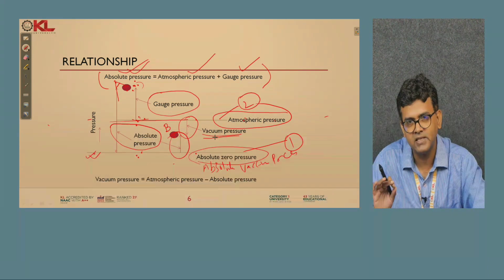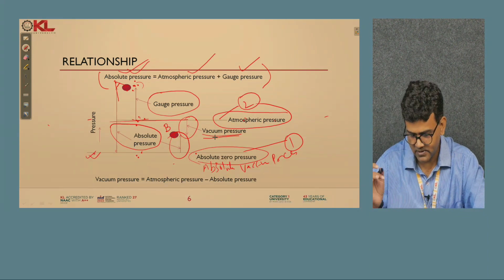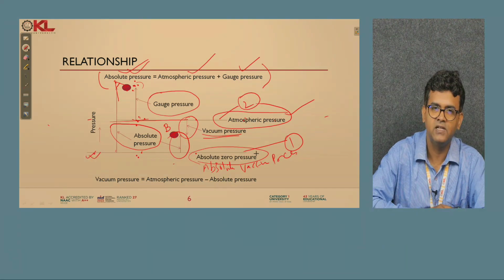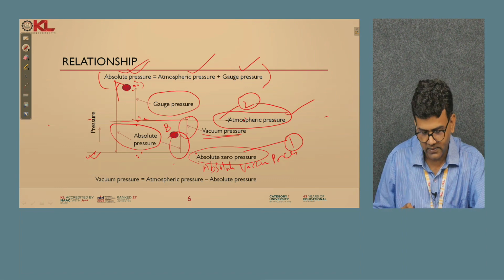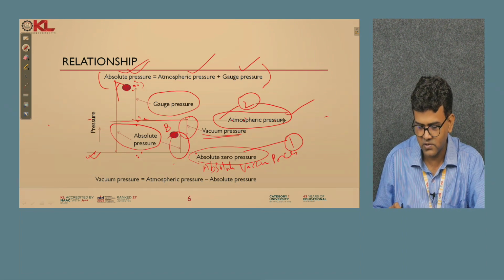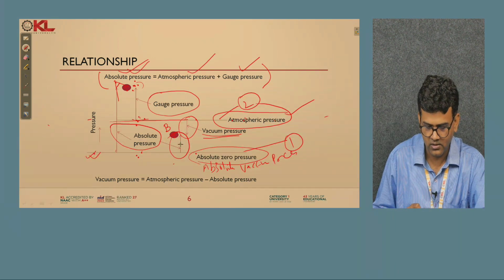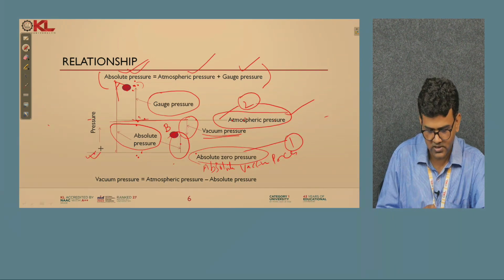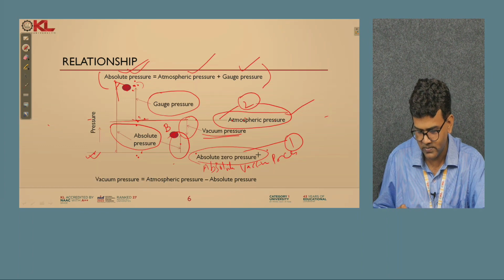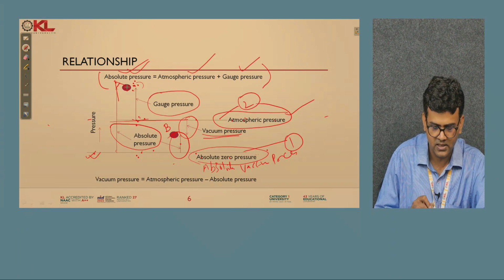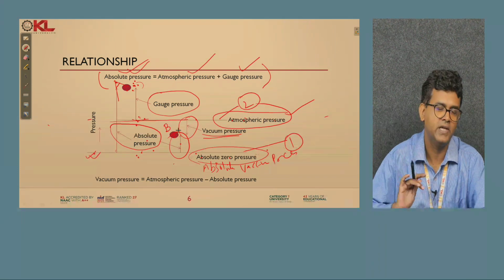Again I am just briefly explaining. Atmospheric pressure is one reference line and absolute zero pressure is the second reference line. We can measure the pressure in respect of the atmospheric pressure line, then the pressure will be either gauge pressure or vacuum pressure. If you measure the pressure in respect of the absolute zero pressure line or absolute vacuum pressure line, then the pressure will be treated as the absolute pressure at point A and B both.